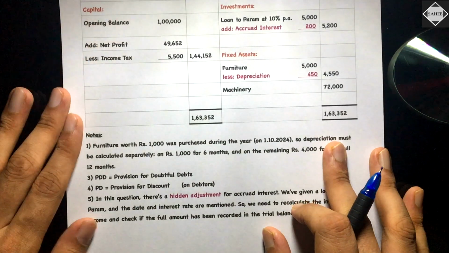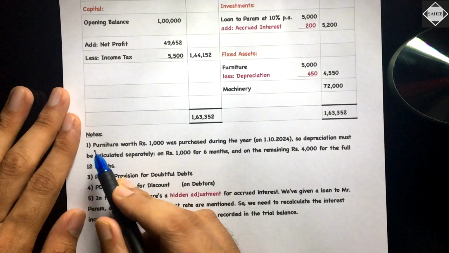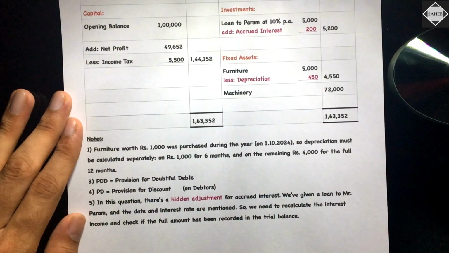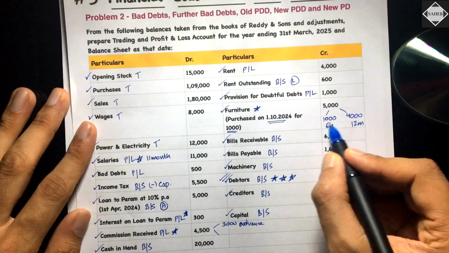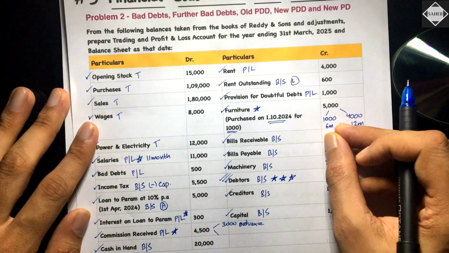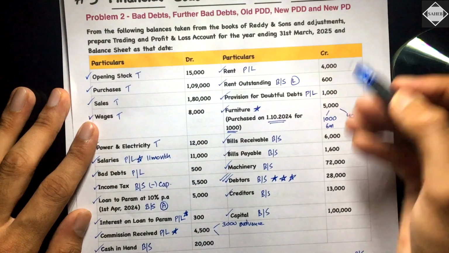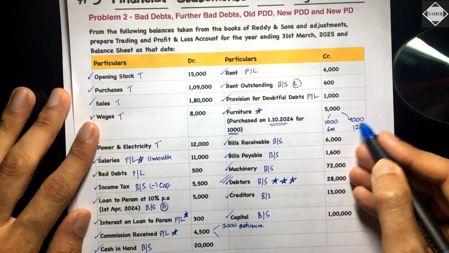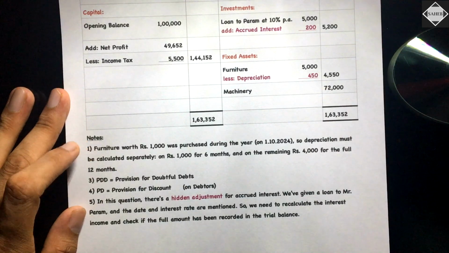Then at the below we have written some notes over here. The full form of PDD and PD. The first note is about the furniture. That in furniture there is a piece of furniture which is 1,000 which has been purchased in current year. So we have to properly calculate the depreciation from the date of purchase till the year end, right? And for the remaining full year depreciation. Is that clear? That's what the first note means.